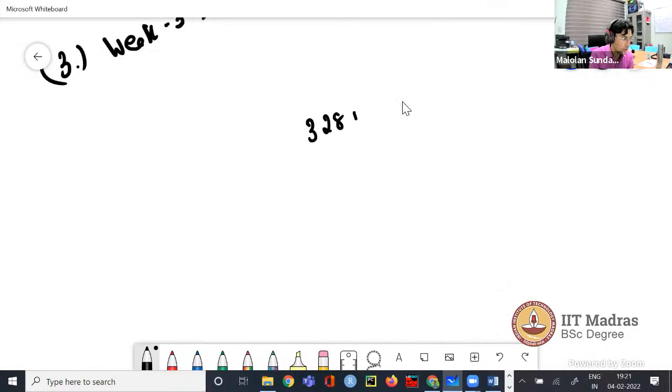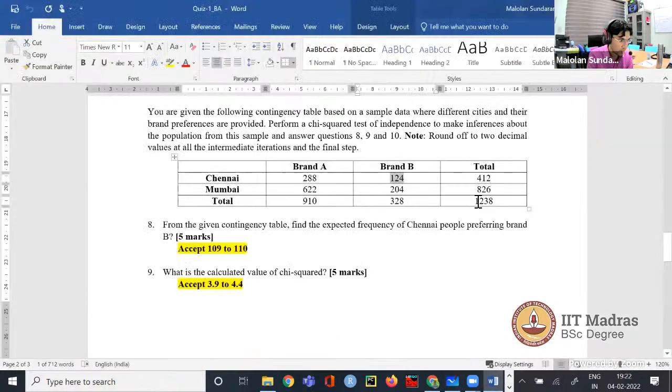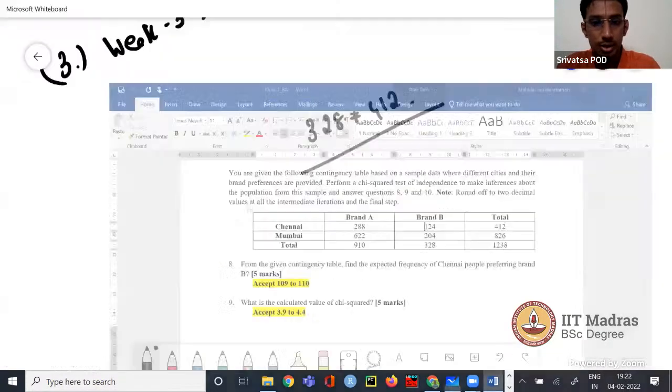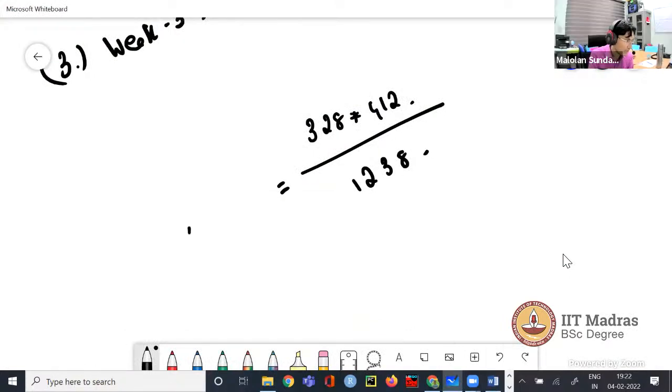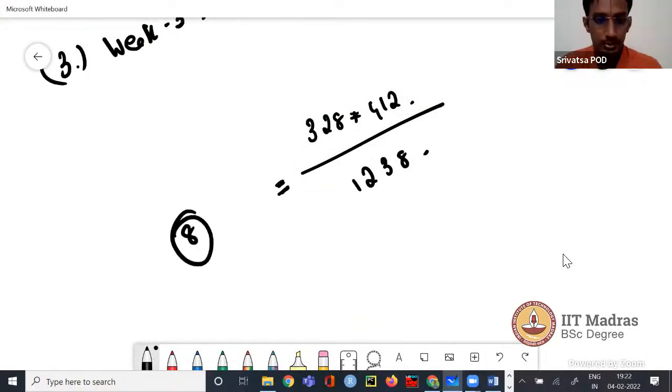328 into 412 divided by the total. This number, 1238. And you will get the solution for this. So it's for question number 8, right? Question number 8. So this will be the answer.